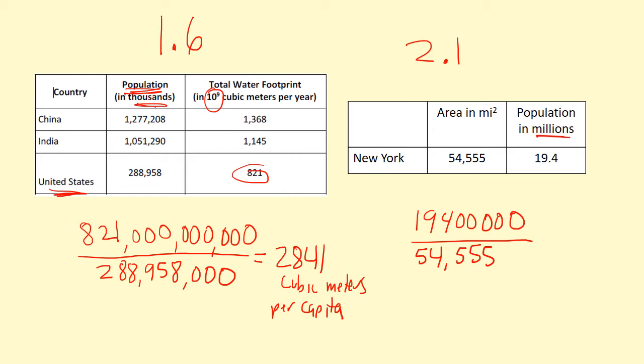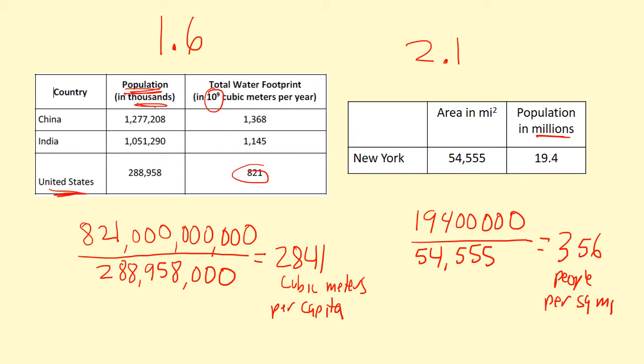And the area was 54,555 square miles. When we do this division, we got 356 people per square mile. And that's the average number of people living in each square mile in New York State.